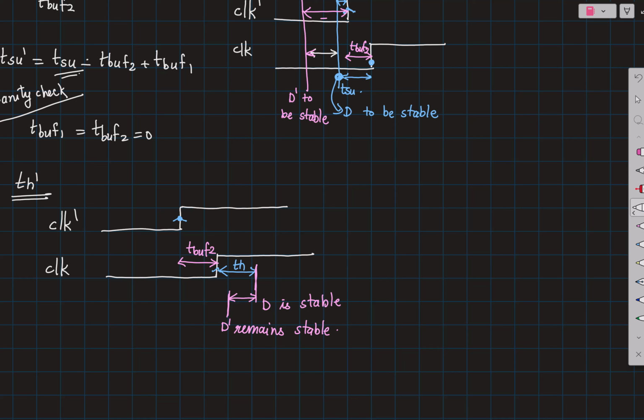So finally, you will get your new hold time to be equal to whatever is your T hold plus T buff 2 minus T buff 1. Okay. Again, the sanity check, very first thing you can do is to assume that both the buffers have 0 delay. Any questions on this?